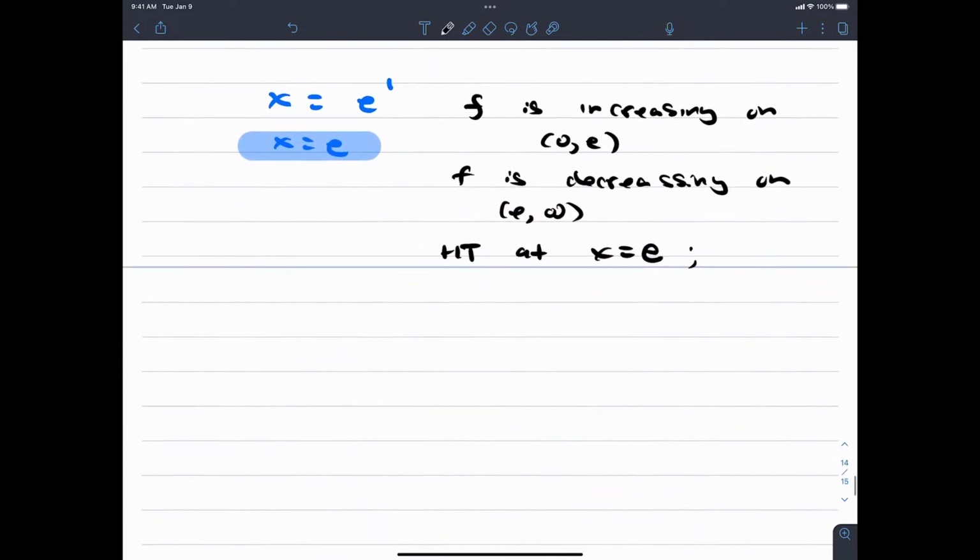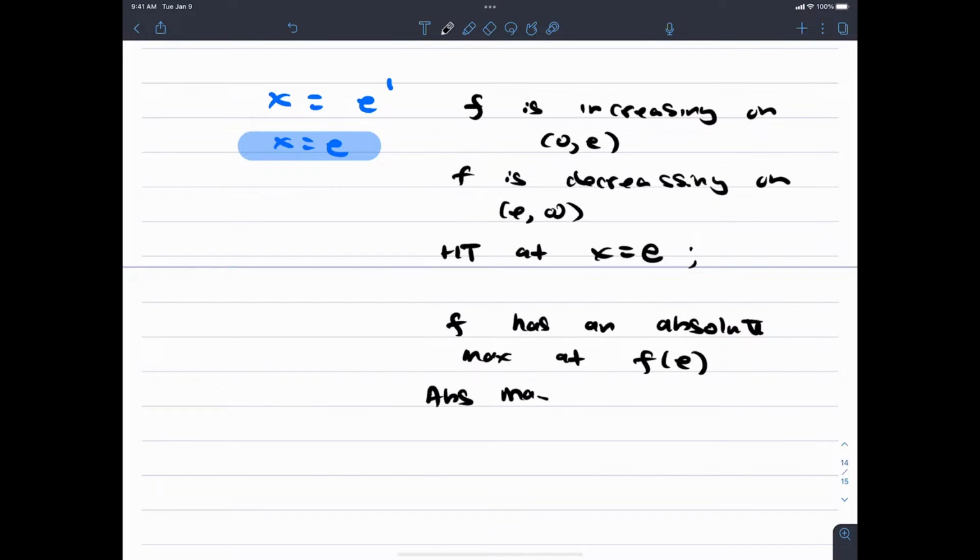It's a what? Yep. So F has an absolute max. Where? At F of what? E. Okay. The absolute max equals, has an absolute max at X equals E. The absolute max is F of E.